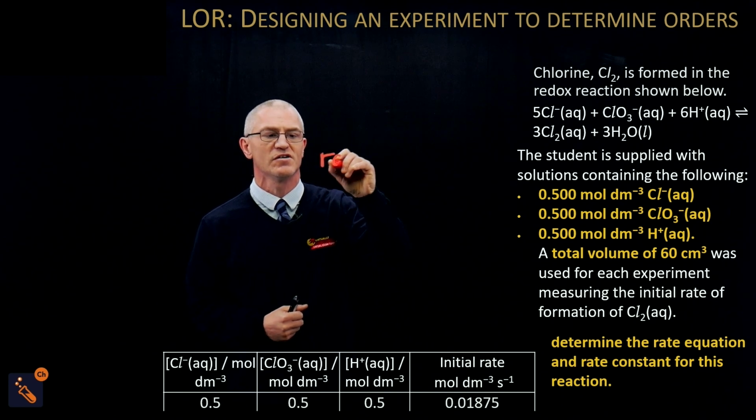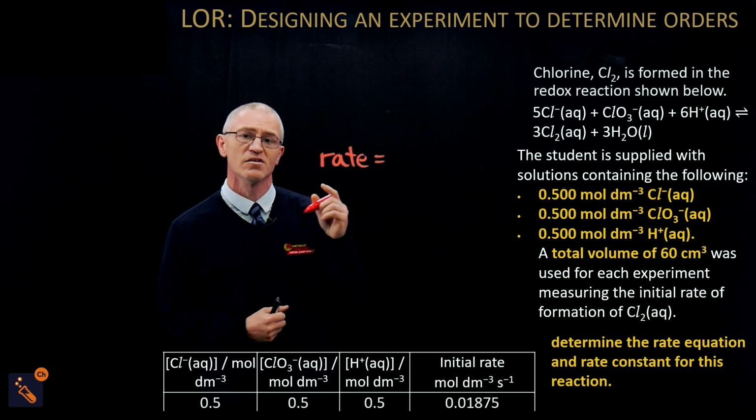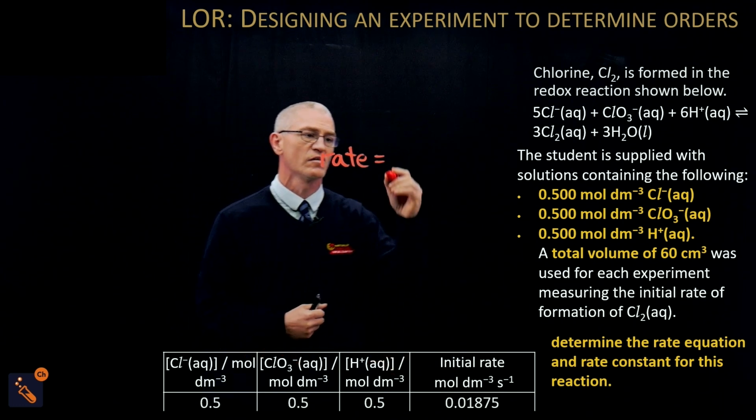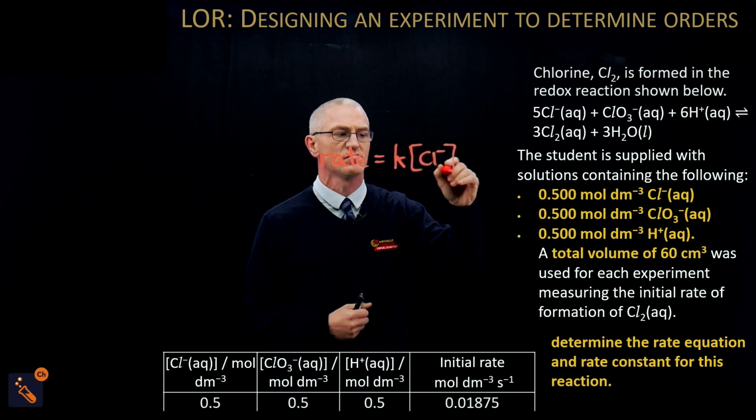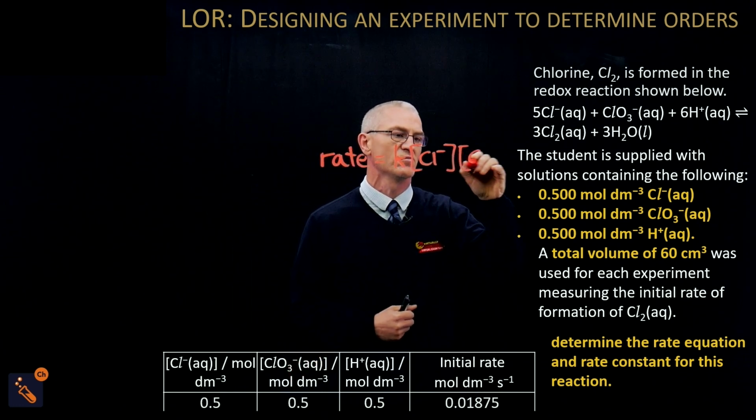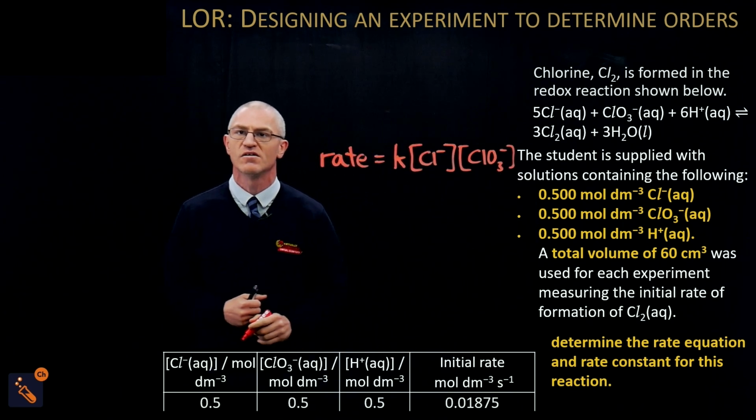So it's going to be rate equals K. We know that was first order, that was first order, that was 0. So that's rate equals K [Cl-] [ClO3-]. Okay, so we've got our rate equation.